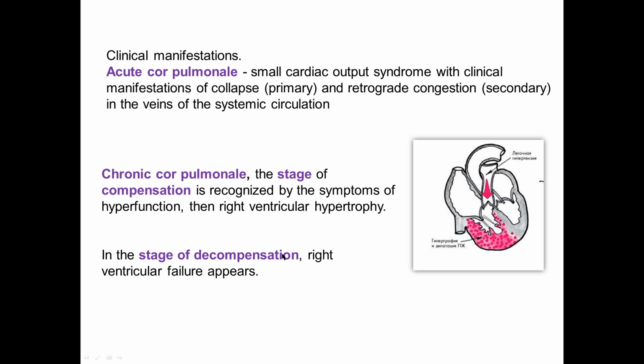Chronic cor pulmonale, the stage of compensation, is recognized by the symptom of hyperfunction and right ventricular hypertrophy, only right ventricular hypertrophy. To diagnose the compensatory stage, you could find only right ventricular hypertrophy, for example, by palpation, percussion, and also by ECG and echocardiography. In the stage of decompensation, right ventricular failure develops.